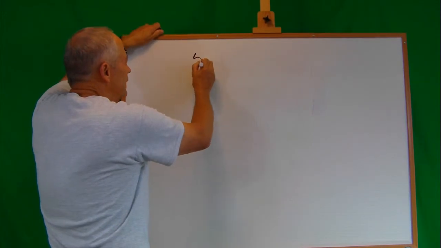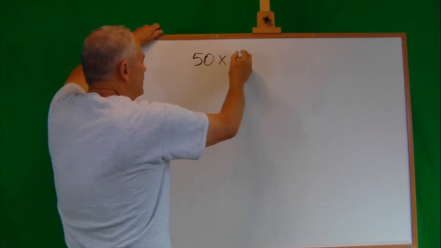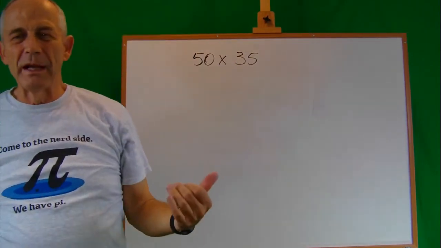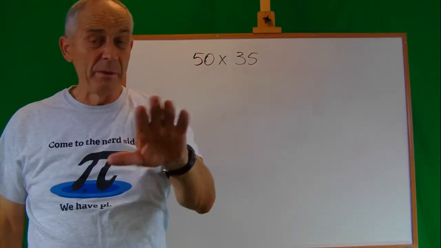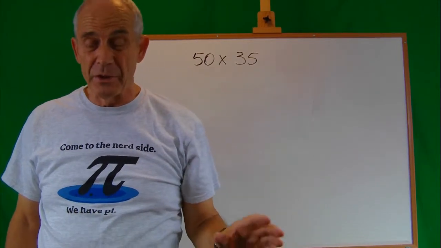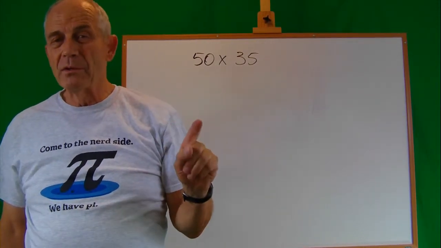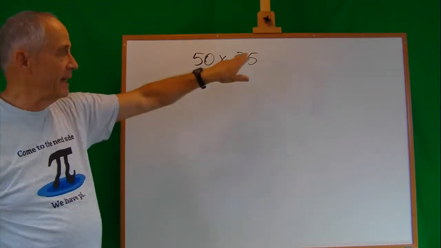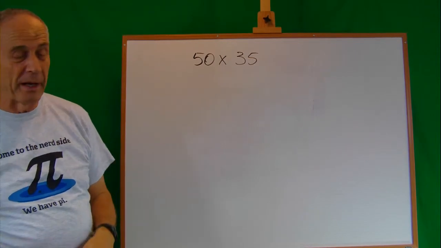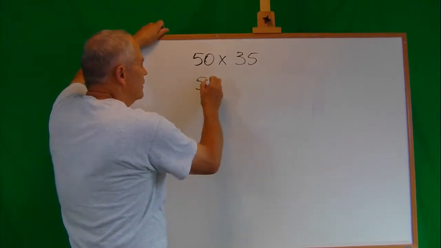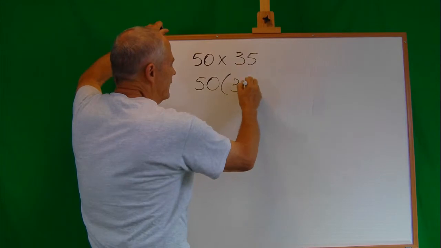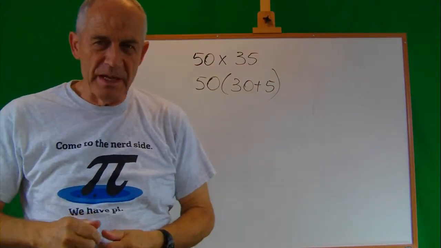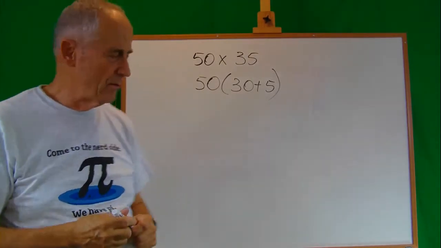So our problem is going to be 50 times 35. How many of you think you can multiply that in your head? Well, if you can, then you probably know some of the things that I'm going to show you here. But if you don't, let's just do it and see what happens. I'm going to take this 35 and I'm going to make a group out of it. So now it's going to look like this. Now remember, I'm choosing to do this because I want this to be easy.